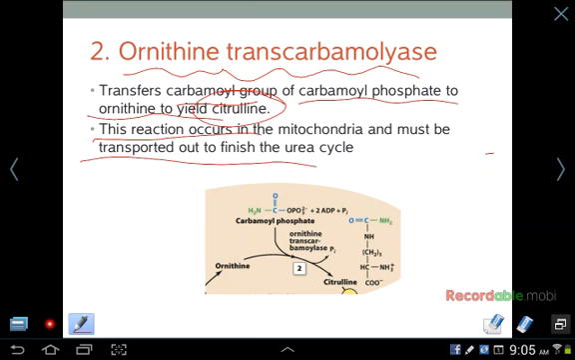Alright, so we can see here's where we made carbamoyl phosphate. Ornithine transcarbamoylase transfers this functional group over onto ornithine to make citrulline. Okay, so we're going to lose that inorganic phosphate.